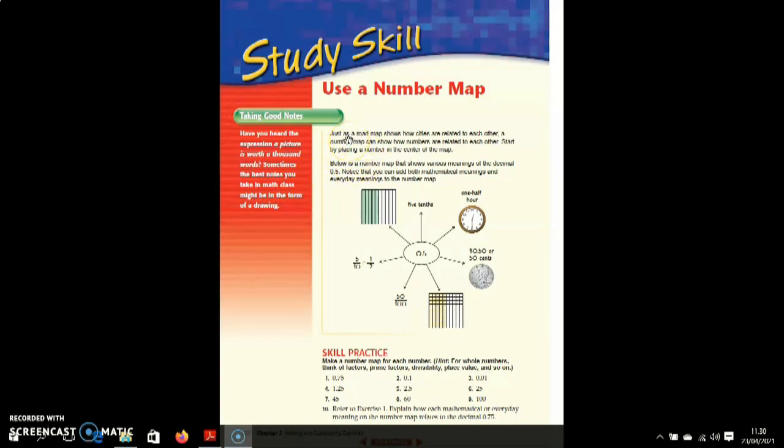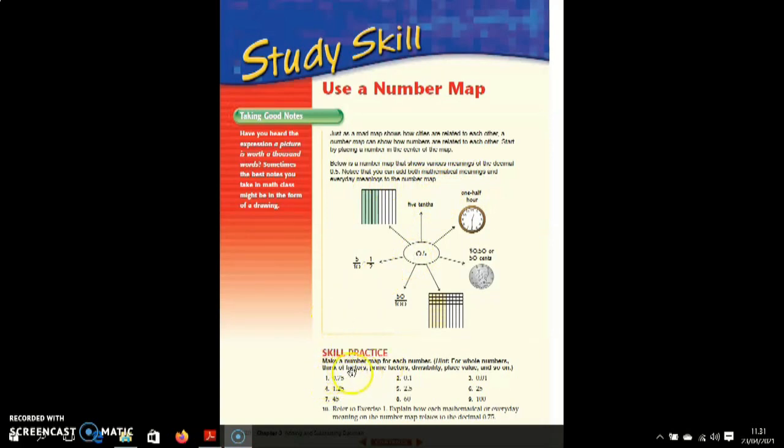Just as a route map shows how cities are related to each other, a number map can show how numbers are related to each other. Start by placing a number in the center of the map. Below is a number map that shows various meanings of the decimal 0.5. Notice that you can add both mathematical meaning and everyday meaning to the number maps.